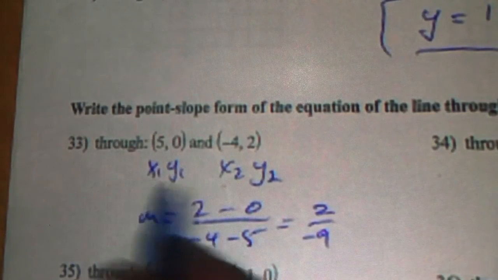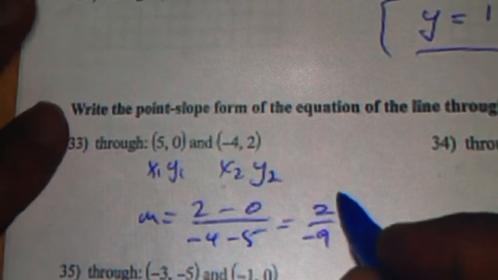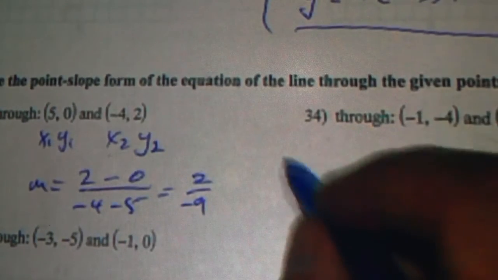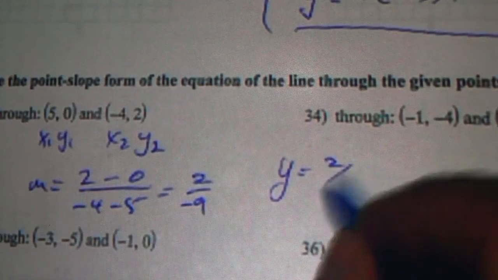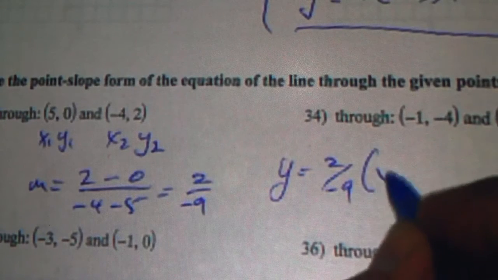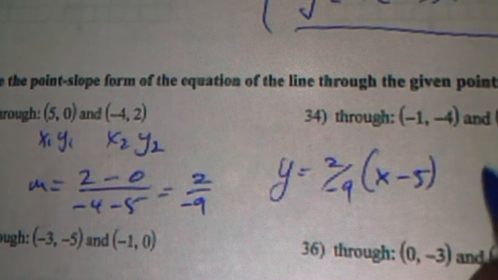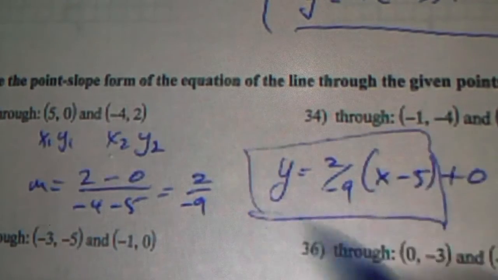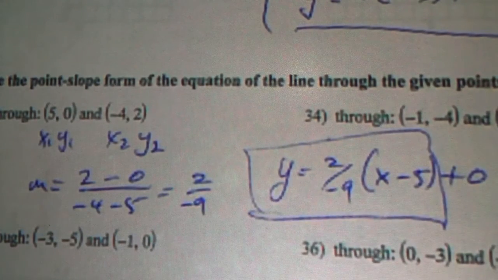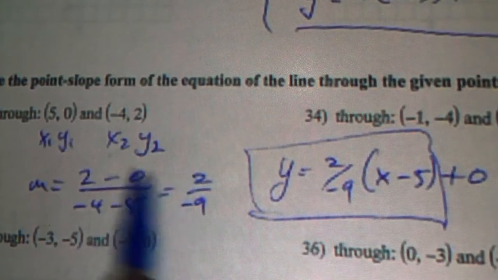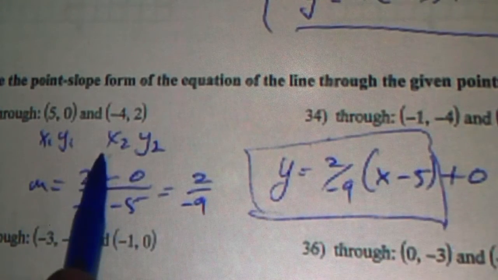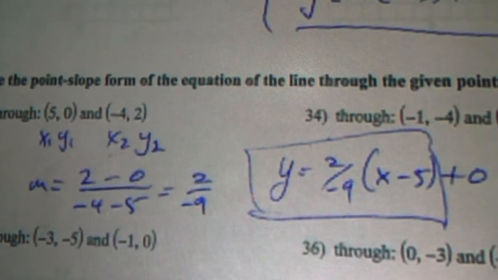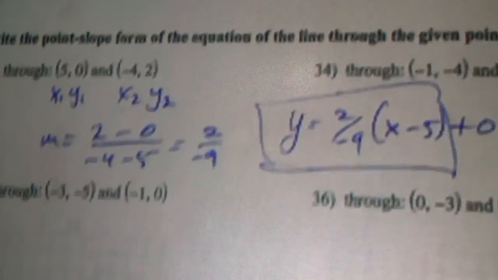We already have a point, x1, y1, so we simply go ahead and write y equals m, 2 over negative 9, onto x minus 5. And again, we got plus 0. So we're done right there. That's our point slope form of an equation. And we're taking these 2 points, finding the slope, and using one of the points as the x1, y1. And that's all she wrote.